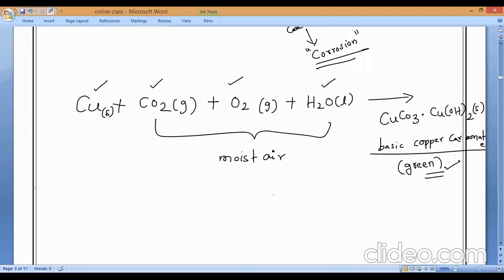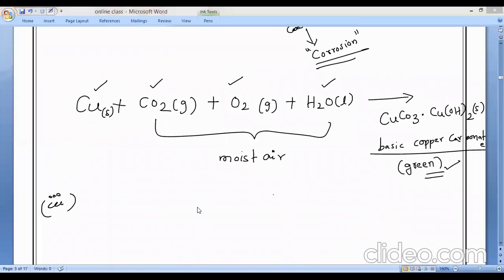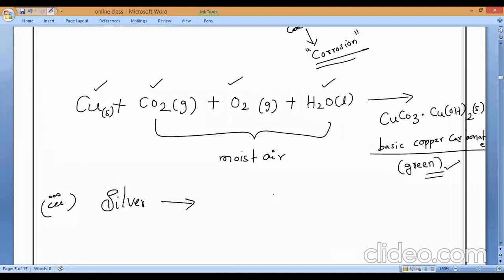Next, the third one. If you notice the third type of reaction, I will wind up with corrosion. Later, preventive methods will also be studied in the next class. Now, silver. Do you know silver, guys? Please respond. How many of you know silver? What is the symbol of silver?